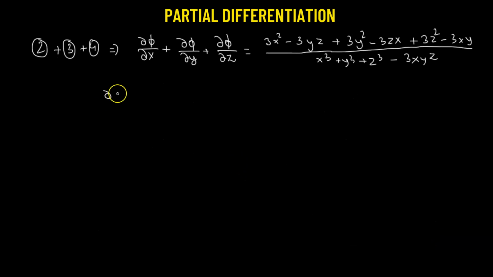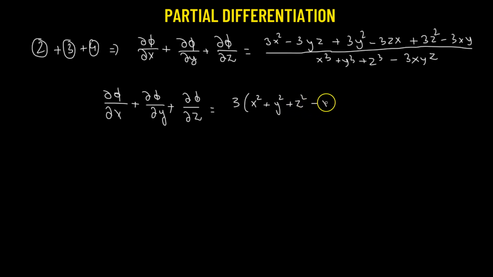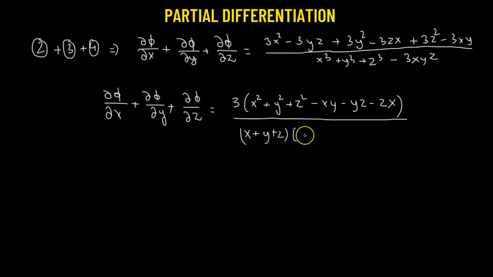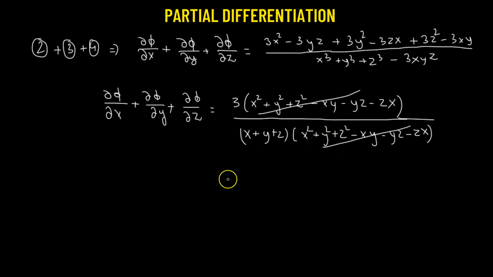This now gives us the partial of phi with respect to x plus the partial of phi with respect to y plus the partial of phi with respect to z. In the numerator, we'll take 3 as the common factor. So this gives us x squared plus y squared plus z squared minus xy minus yz minus zx, whole divided by x cubed plus y cubed plus z cubed minus 3xyz. This can also be expressed as x plus y plus z multiplied by x squared plus y squared plus z squared minus xy minus yz minus zx. Now the common term from the numerator and the denominator gets cancelled, and it leaves us with 3 over x plus y plus z.